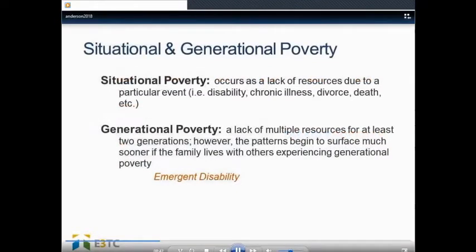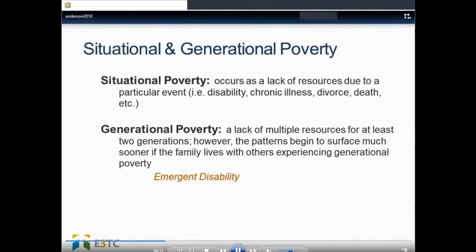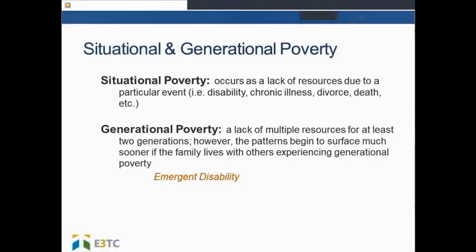So as we noted earlier, defining poverty can be a bit tricky. It is a complex construct, but today we're breaking it out into two primary definitions of poverty. So situational poverty occurs as a lack of resources due to a particular event. So specifically, an individual is injured or acquires a disability, develops a chronic illness, experiences divorce, death of a family member or spouse or parent, etc. Situational poverty is really tied to a specific event and or time frame.